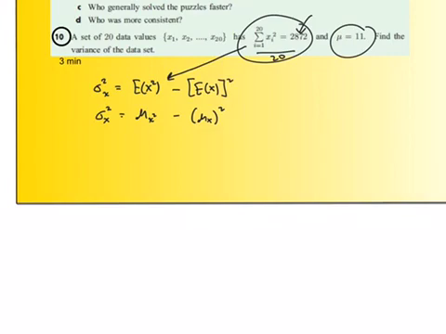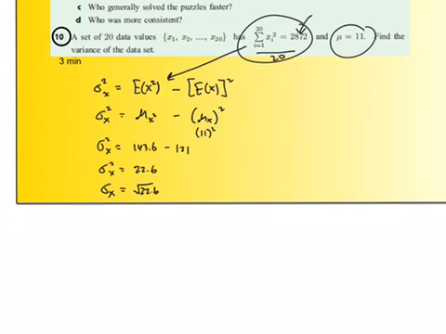When I take 2872 and I divide by 20, I get 143.6. And when I square 11, I get 121. So the variance of this data set, I can't do math apparently, is 22.6. If I wanted the standard deviation of the data set, I just take the square root of that, which I don't know what that is, but it's a little less than 5, I think.